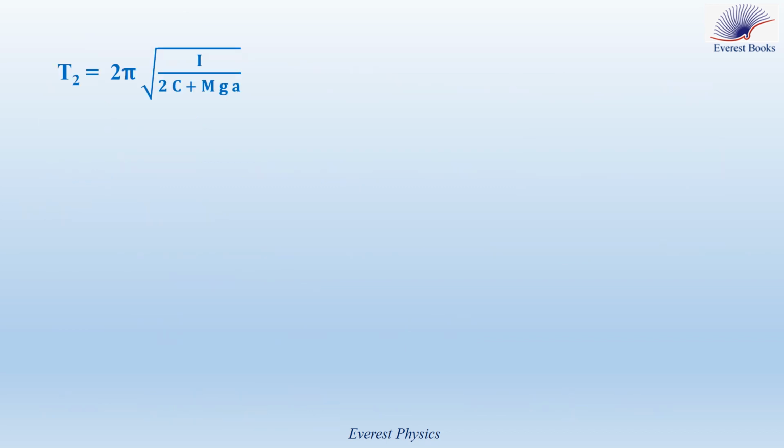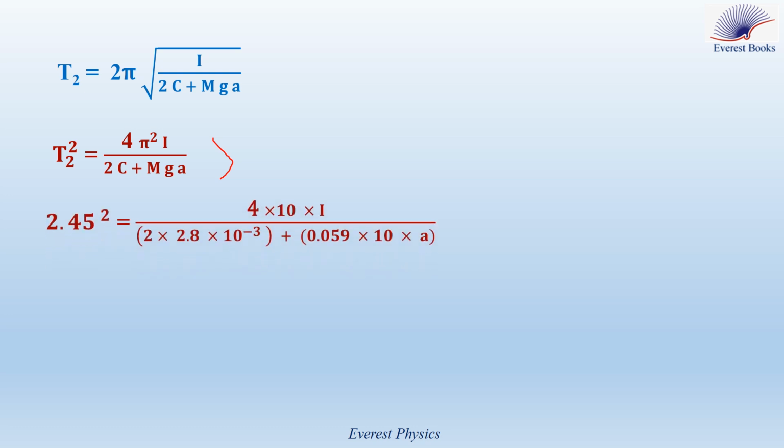This is the expression of T2, square both sides. You will get this equation. Again, replace each physical quantity by its value. T2 is given in the previous slide. It is 2.45 seconds. C is equal to 2.8 times 10 to the power minus 3 newton meters per radian.